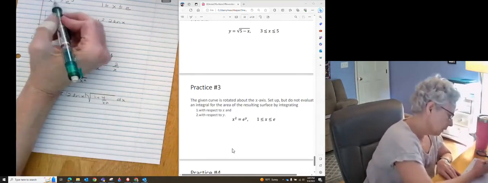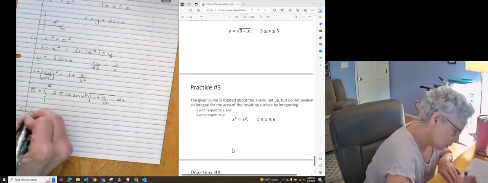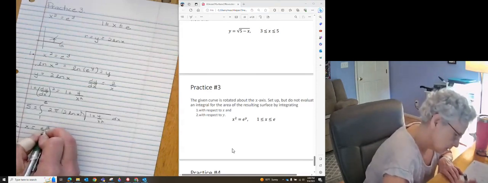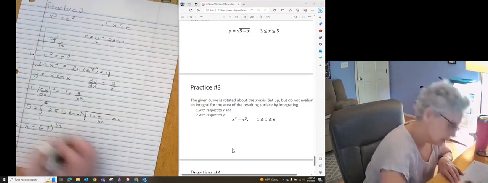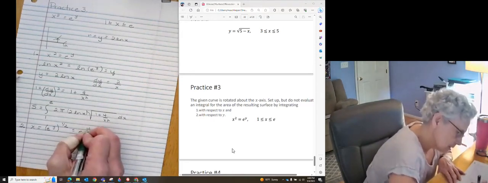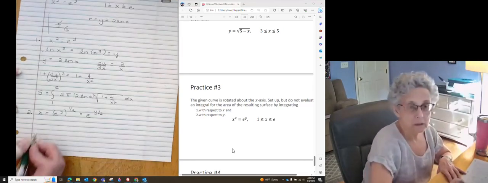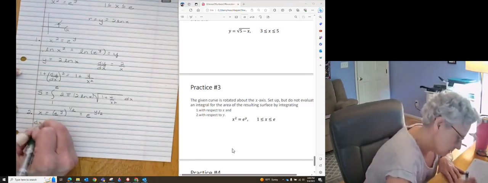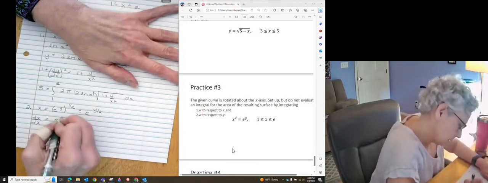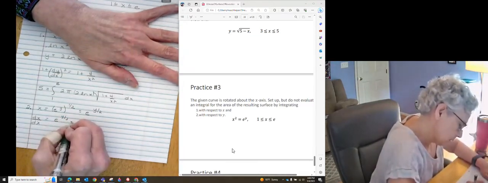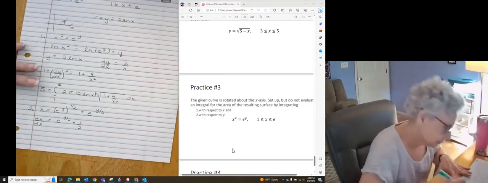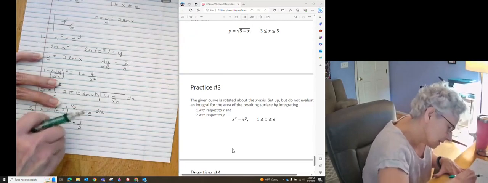Number 2, we have x squared is equal to e to the y. So x is equal to e to the y to the 1/2 power, so square root both sides, which is e to the y over 2. So dx/dy is equal to e to the y over 2 times 1/2. Don't forget the chain rule.